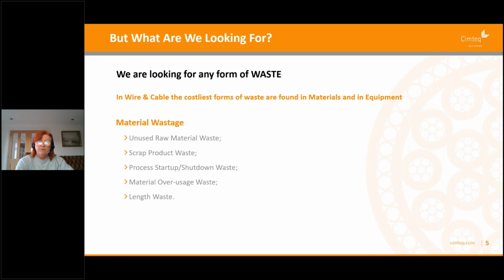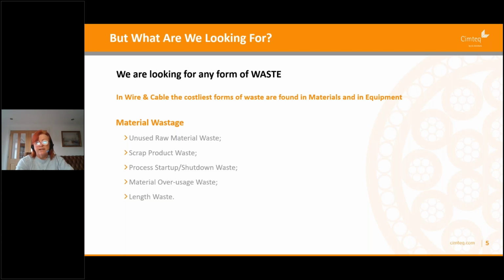So looking a little bit more in detail, if we look at the material side, there's 5 points. There's probably more, but there's 5 points I've picked out that we're going to look at in more detail. The possible waste points for material are unused raw material coming into the factory. So we've used a certain amount of the batch, but there's leftover amounts in various places that really is waste. The big one, of course, is if we have any scrap product waste. So we've made product, we've processed it, we've added value to it, and it's not fit for purpose, it's scrap.